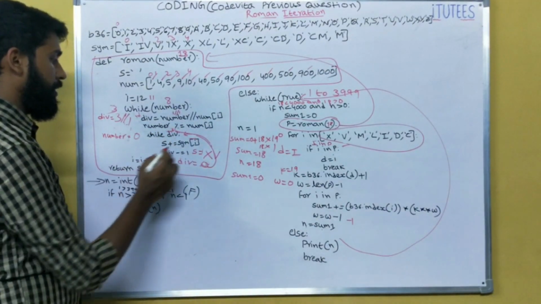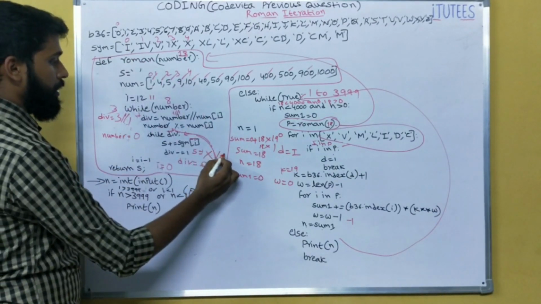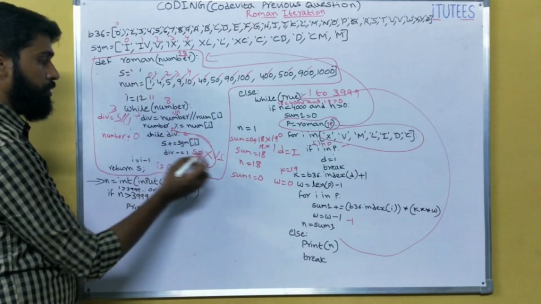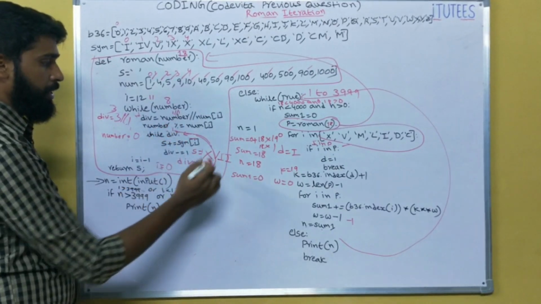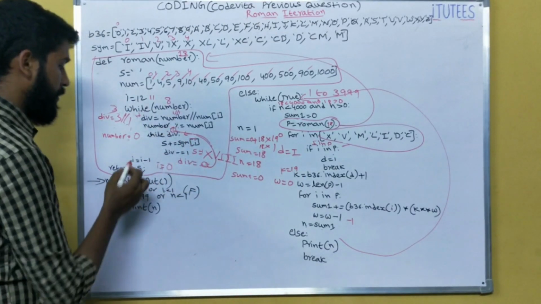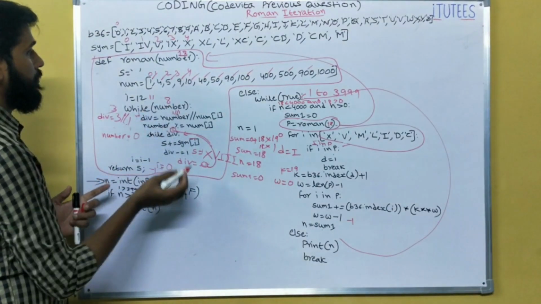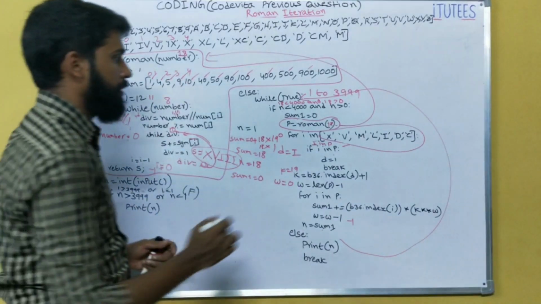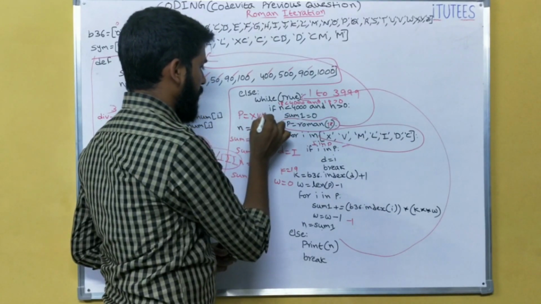Now while div 3, S plus sym of I. That means the I is added here. Next div minus 1, 2. True. So another I. Next div minus 1, that means 1. Again I. Minus 1, that means 0. That is false. I equals I minus 1 means it's minus 1. And that's it. Return S. What is S? XVIII. That means P equals XVIII.